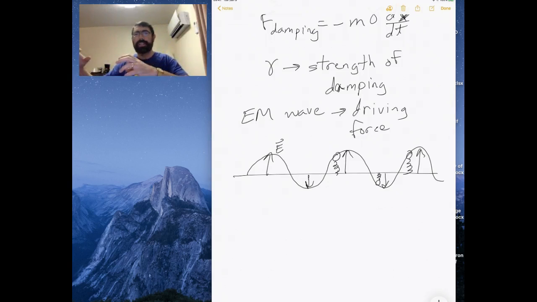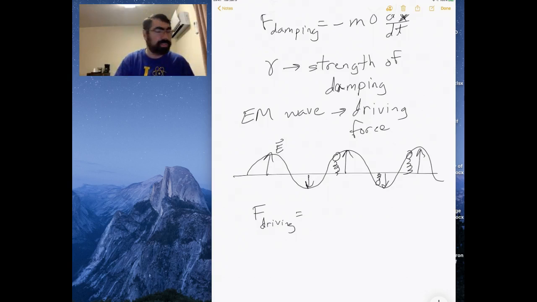Or it's going to stretch it out again. So if these are a bunch of electrons in the molecule spread out in this material, as the wave comes through, it's going to stretch the springs out, compress the springs. Right? So it's this driving force from the electromagnetic wave. And so I can write that driving force as we normally do in electrostatics. It's the charge times the electric field. And in this case, it would be the charge times the amplitude of the electric field times the oscillation of the wave.